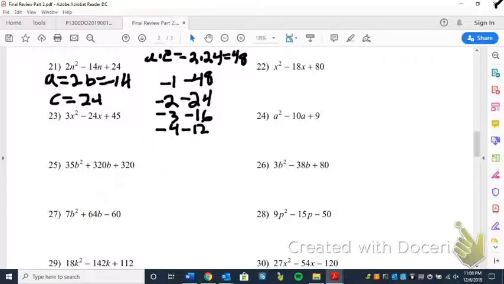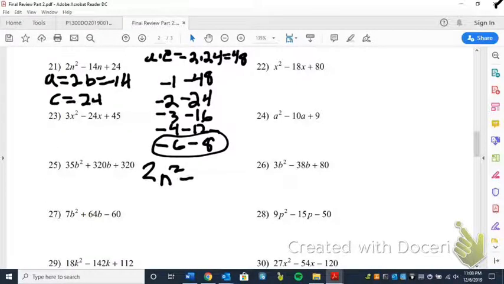That's not right. Negative 4, negative 12. 5 doesn't work, and so we have negative 6 and negative 8. And that's what we are looking for. So now we go on to the next step, which is rewrite. So we have 2n squared minus 6n minus 8n plus 24.